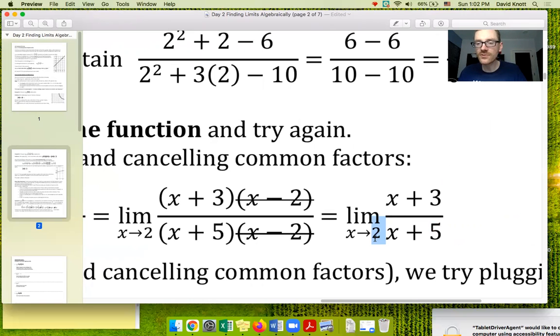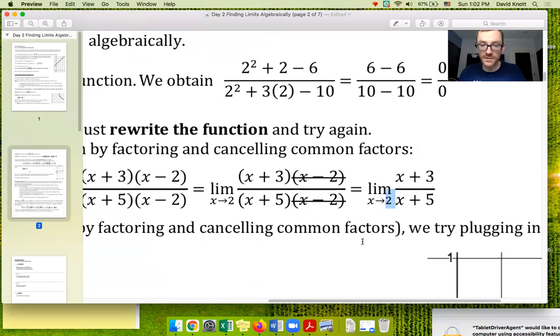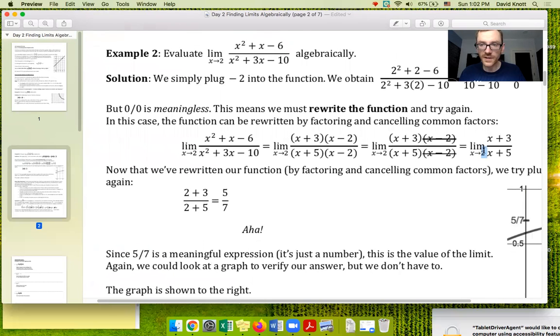We try plugging 2 into this new simplified version of the function, and hopefully this time we get a number. So if you plug 2 into this function, of course you get 2 plus 3 over 2 plus 5, which is 5/7. 5/7 is a perfectly ordinary number, nothing wrong with it at all. And because 5/7 is a number, that's the value of the limit. So this limit is 5/7.